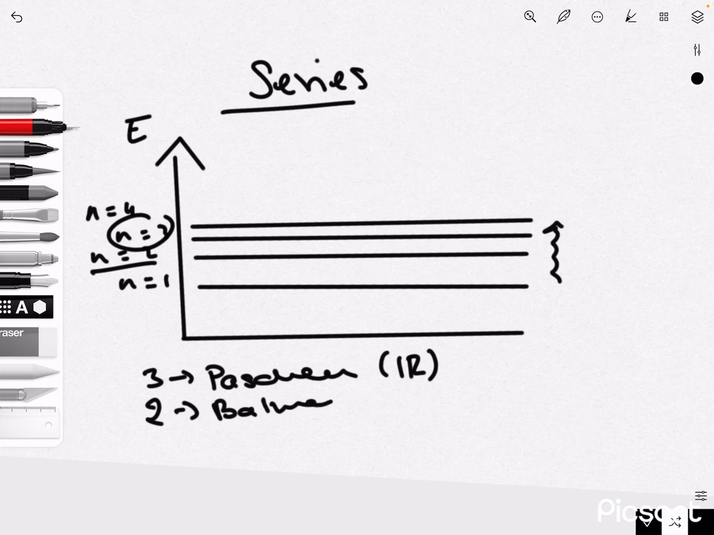If our electron comes back down to number 2, then we say that it's in the Balmer series. And this encapsulates the whole visible light spectrum. And then if it falls right back down to energy level number 1, then we say that it is in the Lyman series, emitting the highest energy, the shortest wavelength, which is UV.